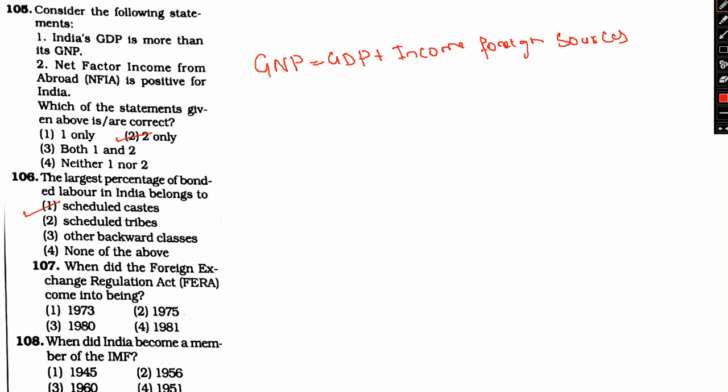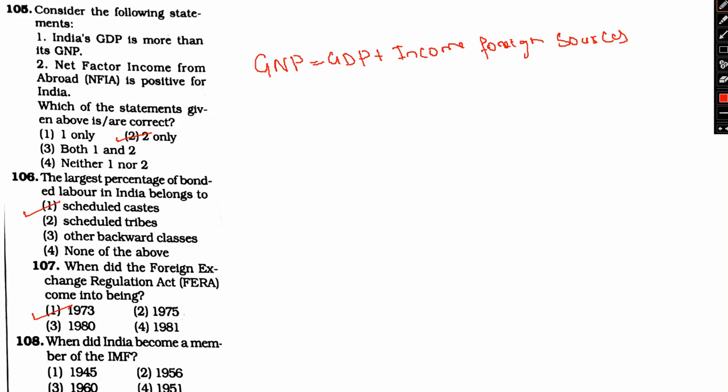When did the Foreign Exchange Regulation Act, FERA, come into being? So in which year was the Foreign Exchange Regulation established or set up? Our options are 1973, option 2 1978, option 3 1980, and option 4 1981. So our correct answer here will be 1973. The Foreign Exchange Regulation Act actually came in 1973.